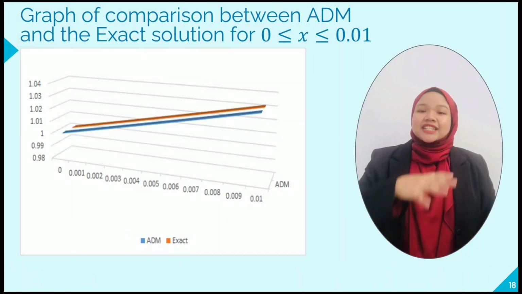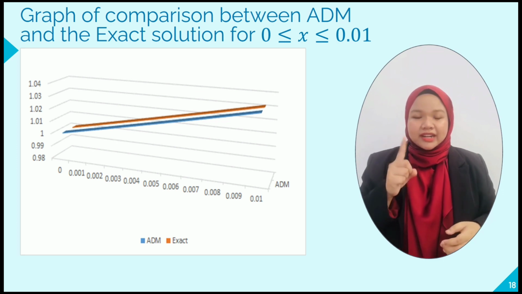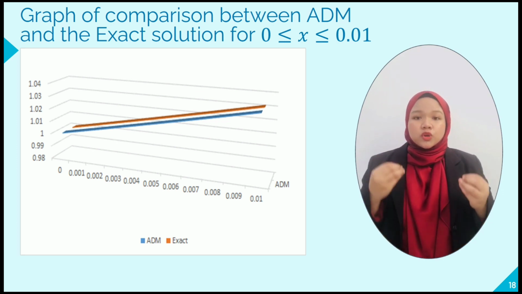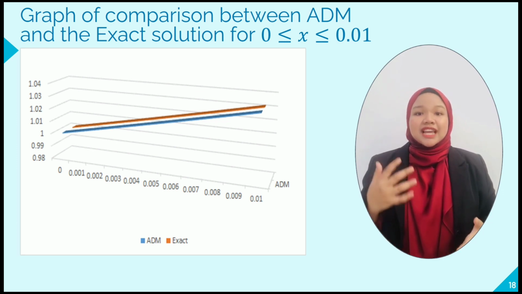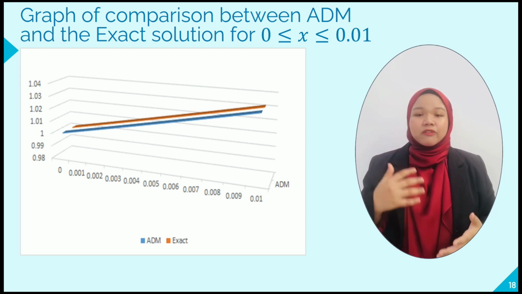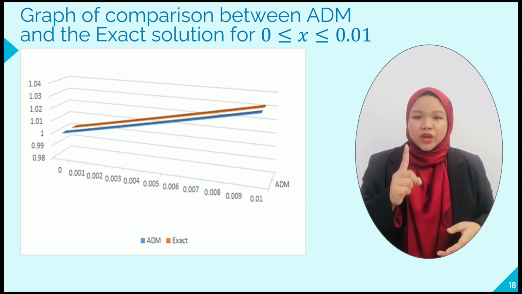Next, this is the line graph for ADM for problem 1. From the figure, we can conclude that the Daftardar-Gejji and Jafari method is less efficient in gaining a smaller value of error for the equation of problem 1.